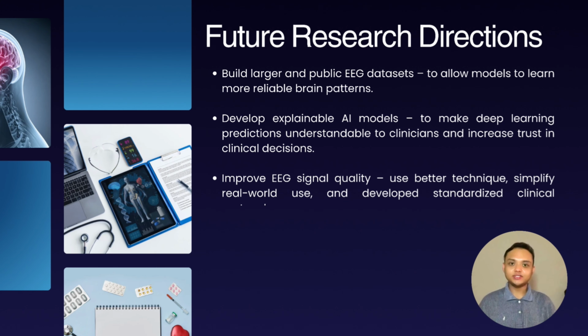Hence, future research should focus on 3 main areas. First, there is a need for larger and public EEG datasets. Larger datasets can allow the models to learn more reliable patterns, and researchers can use better data augmentation techniques. Secondly, researchers should also develop explainable AI models. Explainable models would help doctors understand the reasoning behind the model's decision, and this could increase trust in clinical decisions. Finally, future research should also improve the EEG signals to be cleaner by implementing better noise reduction techniques. That is all from me.